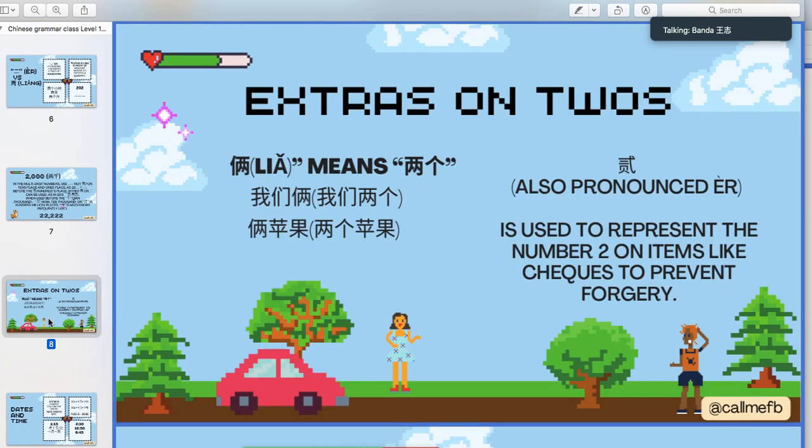So here are a few extras on the twos, right? Lia has the same meaning as liang ge. Okay, Lia. Which is also very similar if you look at the character. We're simply adding the radical for the question on the left side. That means liang ge.